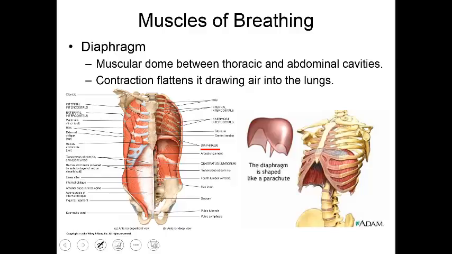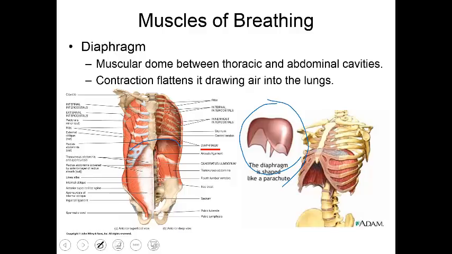The major muscle, which also separates the thoracic and the abdominal pelvic cavities, is the diaphragm. So the diaphragm is a transverse muscle. It is this one right here. It's located in a transverse orientation, kind of at the junction between the body of the sternum and the xiphoid process of the sternum. And it is a dome-shaped muscle. It kind of looks like a parachute when it's in its relaxed state. So right now what you see is the diaphragm shaped like a parachute.